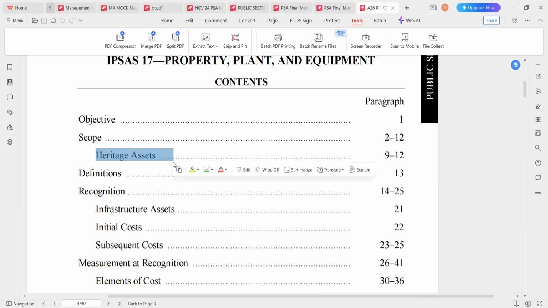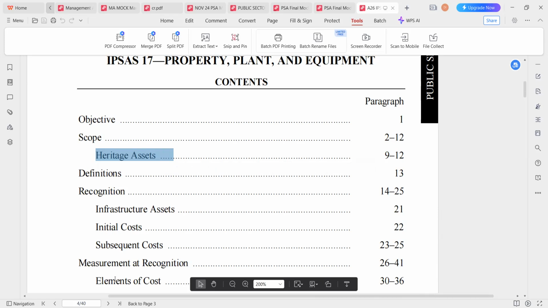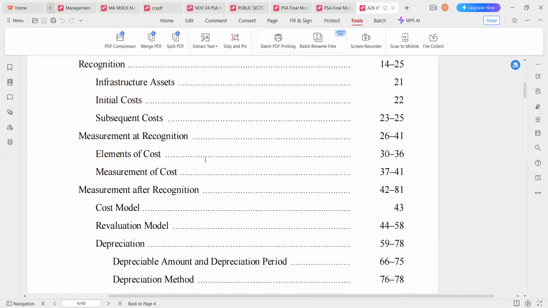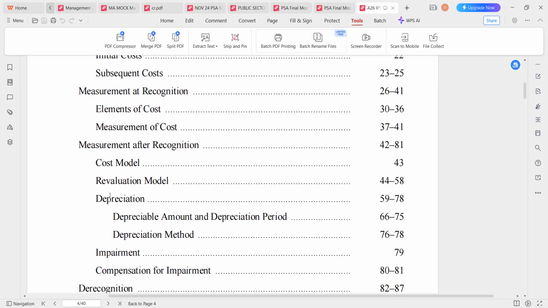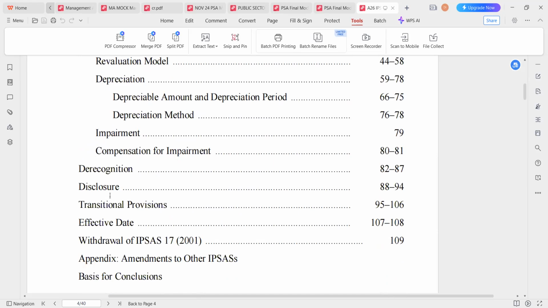They might ask you to explain what heritage asset is about and the recognition criteria, infrastructural asset and initial cost, element of cost. But that one is the same. Element of cost under IPSAS 16 is the same as element of cost under this. The only difference has to do with the heritage assets. That makes the difference. Measurement model, everything is the same. Revaluation model, cost model, depreciation rate, basis, impairment. All of them are the same.